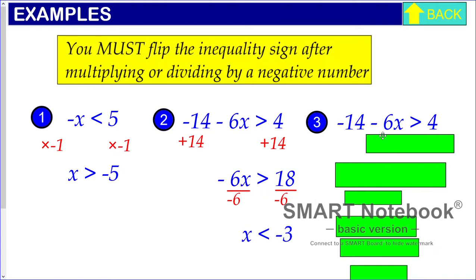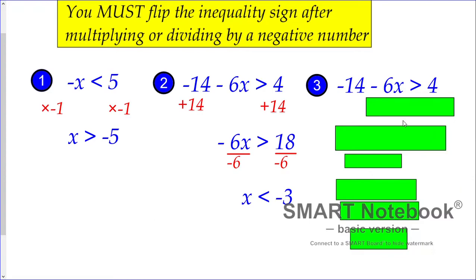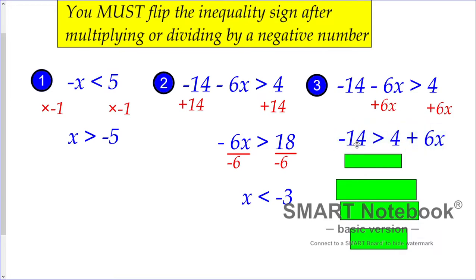Let's do question number 3. It looks suspiciously similar to question number 2. But I'm going to solve this a different way. Let's see if we get the same answer. So, this time, I'm actually going to bring the -6x to the other side. I'm going to add 6x first, okay? -6x plus 6x is nothing. So we have -14 is greater than 4 plus 6x.